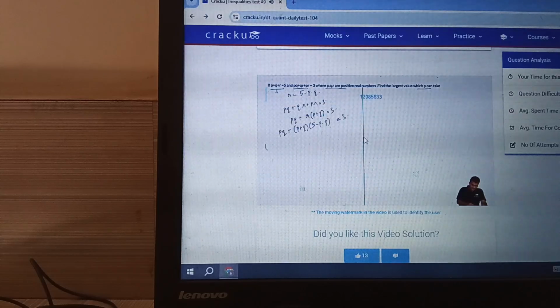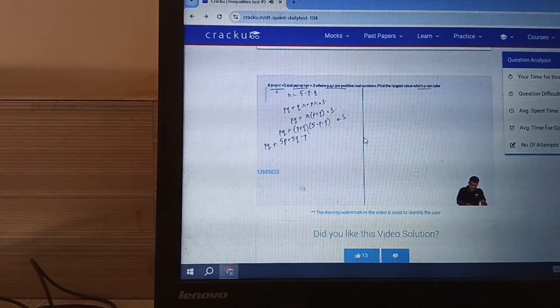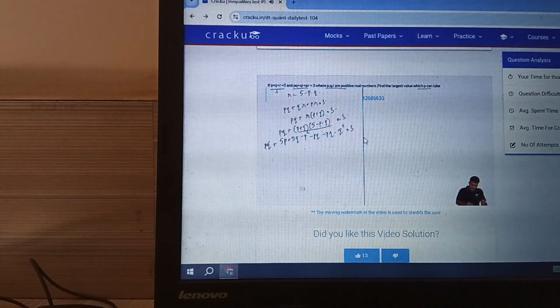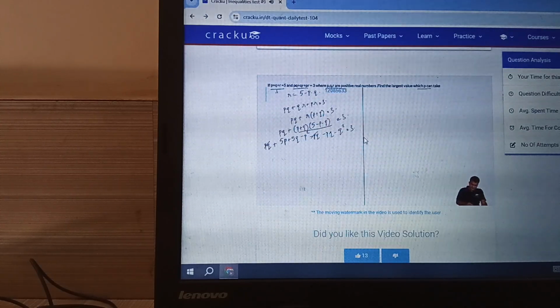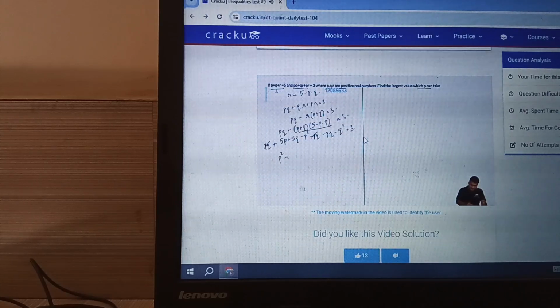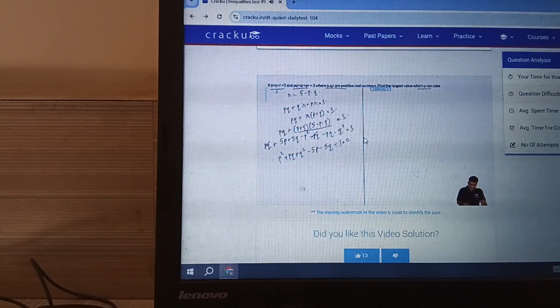So this would imply that PQ plus 5P plus 5Q minus P square minus PQ minus PQ minus Q square is equal to 3. We have just expanded the bracket, we have multiplied all the terms with each other. So we can cancel PQ, one PQ over here and one PQ over here. So P square plus PQ plus Q square minus 5P minus 5Q plus 3 is equal to 0.